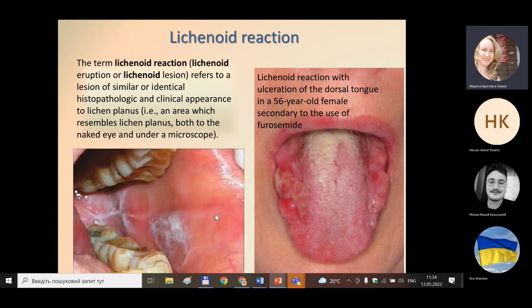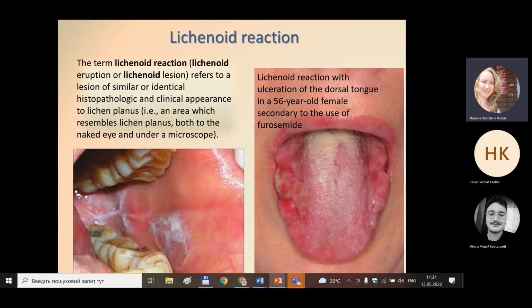What is lichenoid reaction? The term lichenoid reaction or lichenoid lesion refers to a lesion of similar or identical histopathologic and clinical appearance to lichen planus, an area which resembles lichen planus both to the naked eye and under a microscope, but with another origin. Lichenoid reaction with ulceration of the dorsal tongue here you have in a 56-year-old female, secondary to the use of furosemide. And lichenoid reaction on the buccal mucosa.